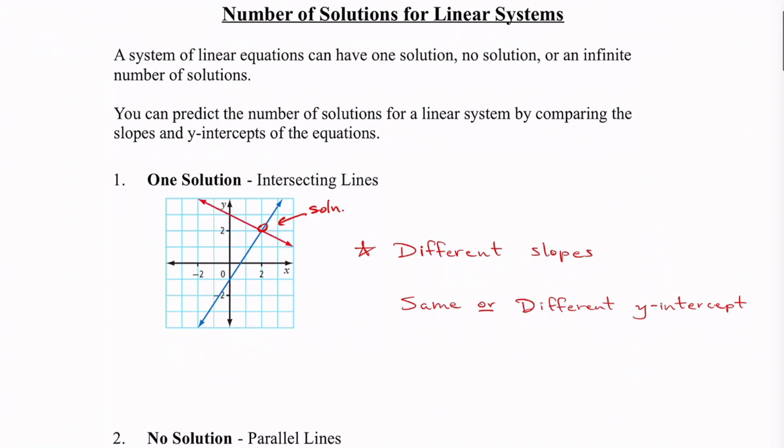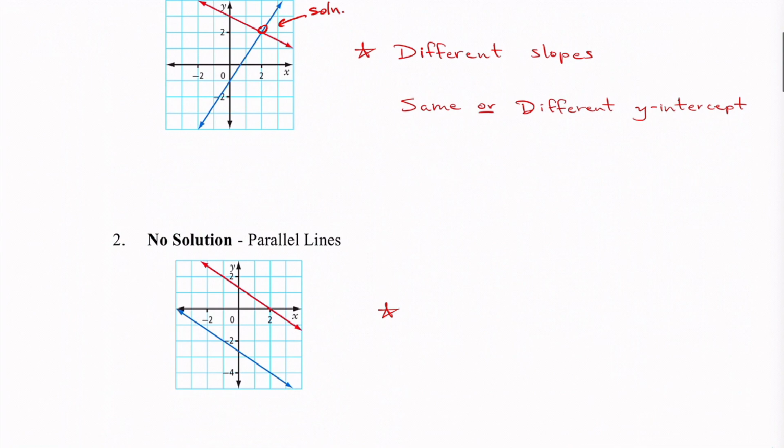The next scenario is when you get no solution, and this deals with parallel lines. If you have parallel lines, that means they both have the exact same slope. They have to have a different y-intercept, because we're going to see in the next case that if they actually have the same y-intercept, we get a different type of solution. So same slope, different y-intercept. Here's a y-intercept, and here's the other y-intercept.